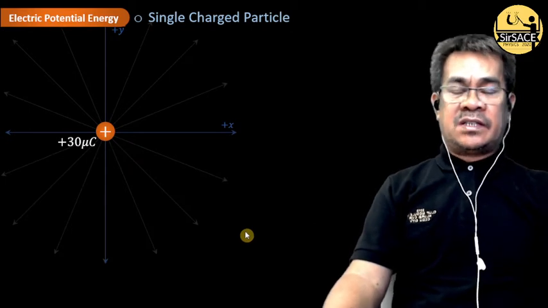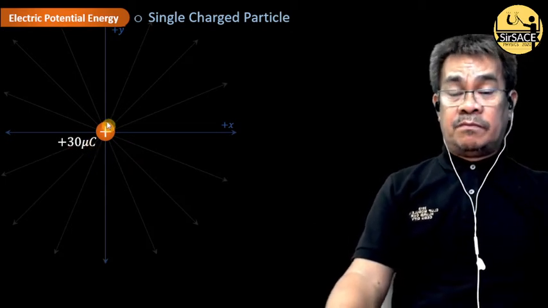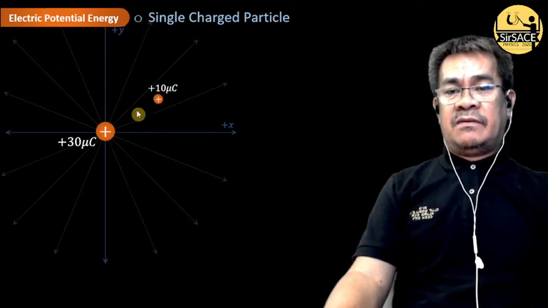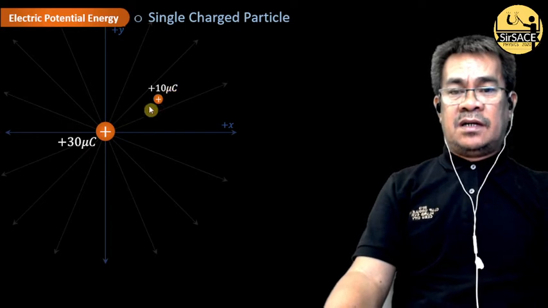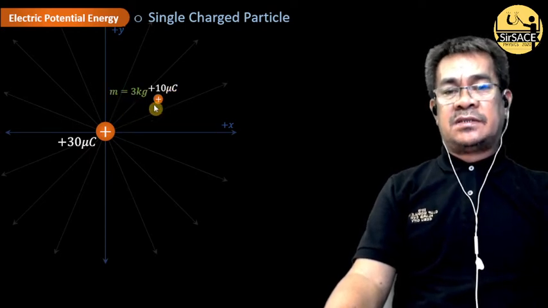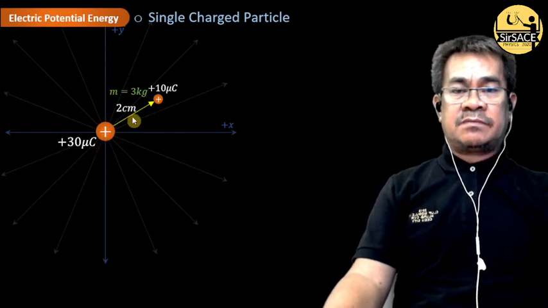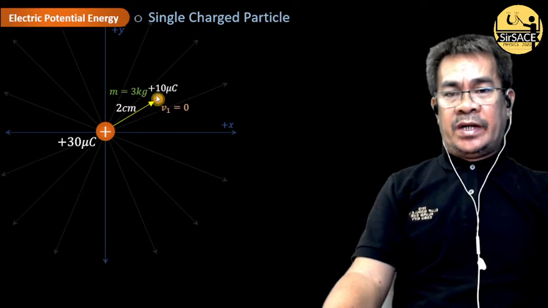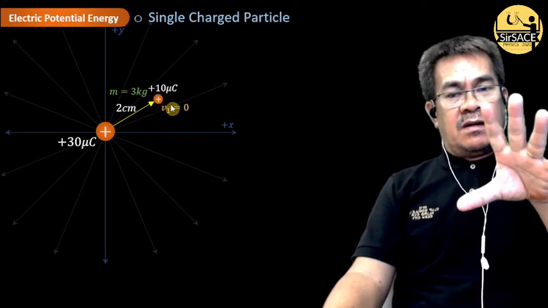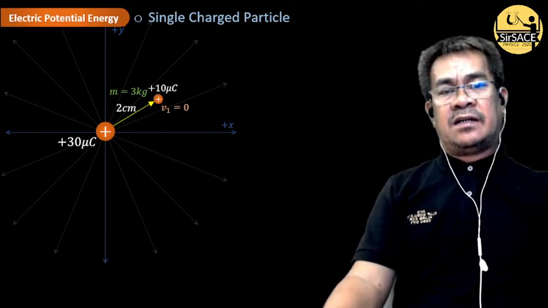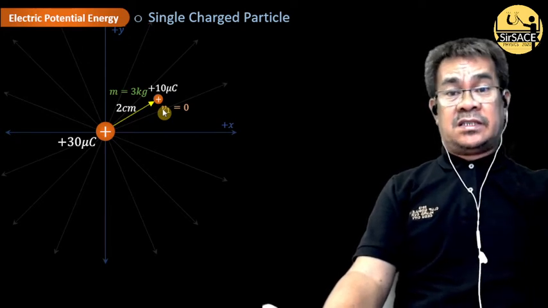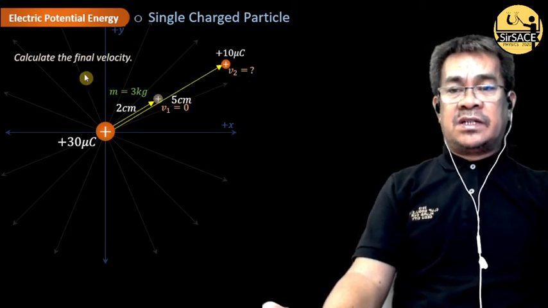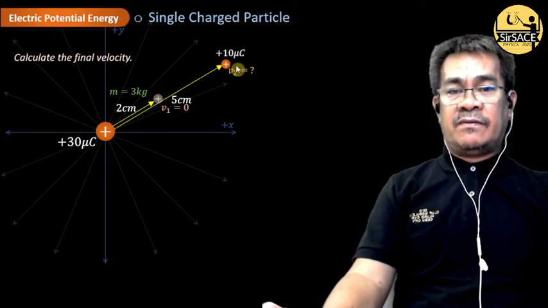Okay, so let's have this example. Suppose I have 30 microcoulomb placed at the origin of the Cartesian plane, so this is a positively charged particle. And here I have a moving charge, let us say 10 microcoulomb, having a mass of 3 kilograms, at a distance from the source charge of 2 centimeter. Now, if we release it freely from rest, the initial velocity is zero, and it increases until it travels to a certain distance, let us say 5 centimeter. The question is, calculate the final velocity, meaning solve for V sub 2.